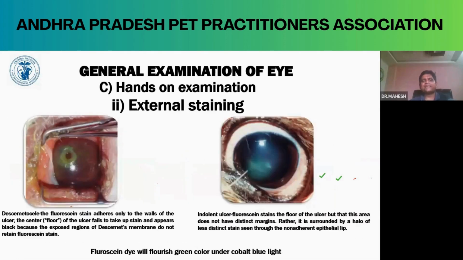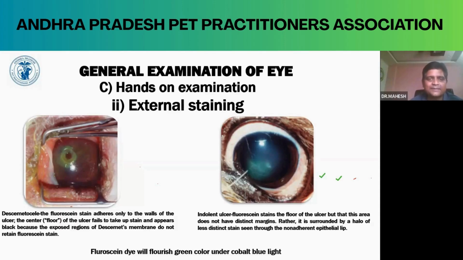And coming to the next one, descemetocele. We know well the different layers present in the cornea, mainly five layers: the superficial epithelium, Bowman's layer or the basement, the third one is the stroma, the fourth one is the Descemet's membrane, and the fifth one is the endothelium. Descemetocele means whenever the ulcer has reached up to the Descemet's membrane, the Descemet's membrane will come through the ulcer. That is the descemetocele.